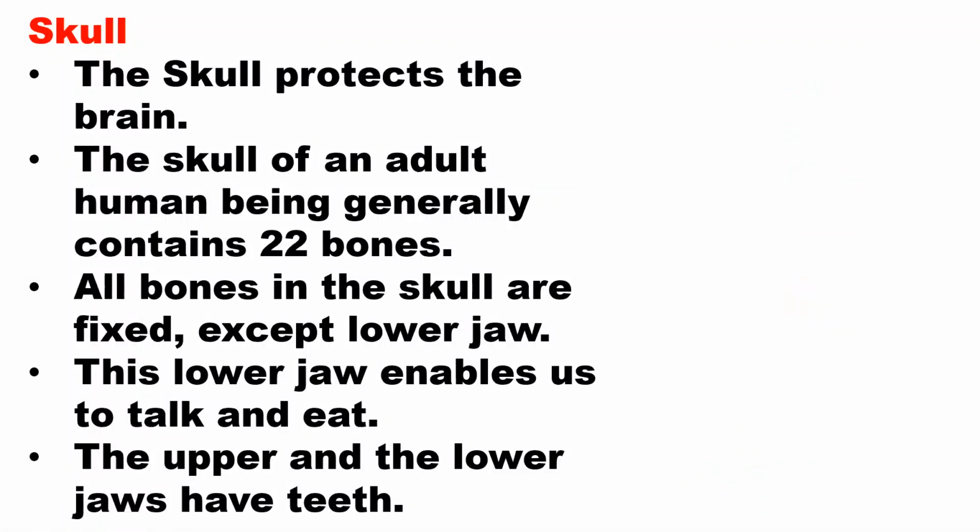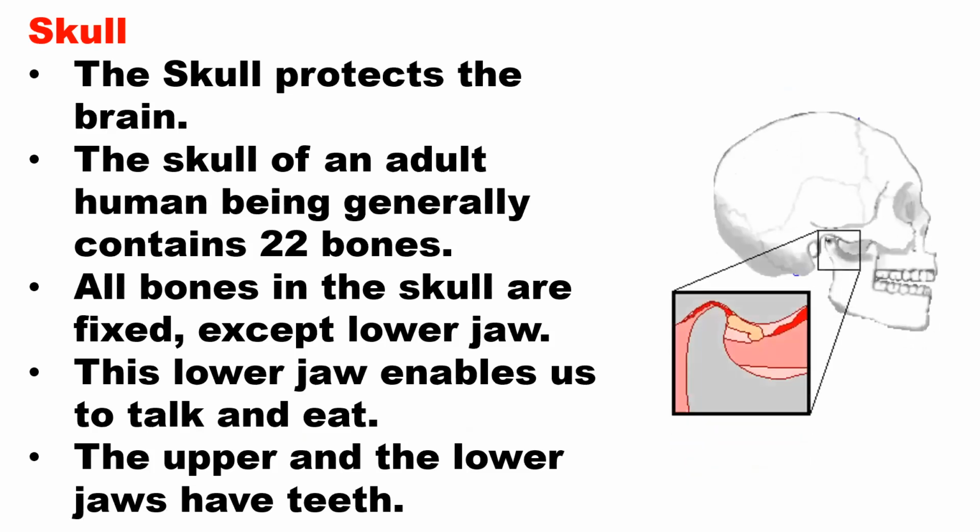Starting from the skull, it protects the brain. The skull of an adult human being generally contains 22 bones. All bones in the skull are fixed except for the lower jaw, as you can see in the picture. This lower jaw enables us to talk and eat. Think about a situation where the lower jaw was immovable. Could you eat? Could you talk? That would not have been possible. The upper and the lower jaws have teeth.